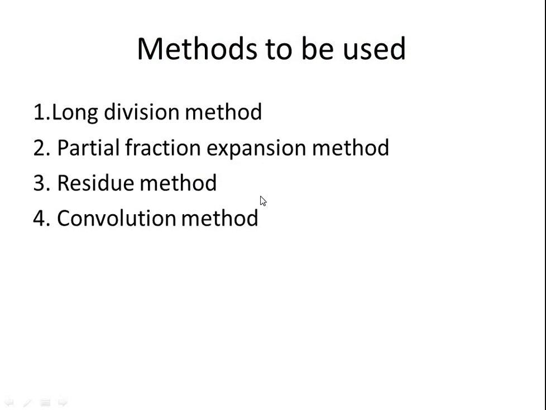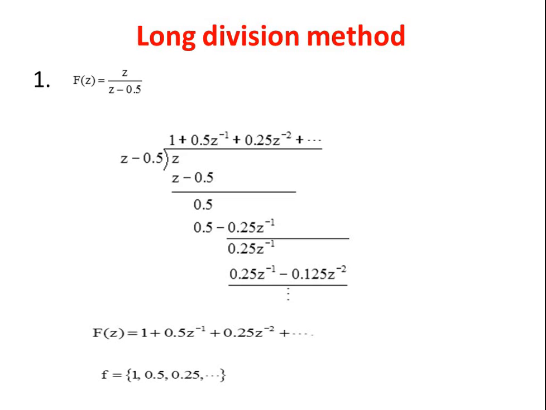So we have four methods for getting the inverse Z transform from the Z transform. The very first one is long division, the second is partial fraction expansion, the third is the residue method, and the fourth is the convolution method. So let's start with the very first method, the long division method. Here we have one example: F of z is z divided by z minus 0.5.